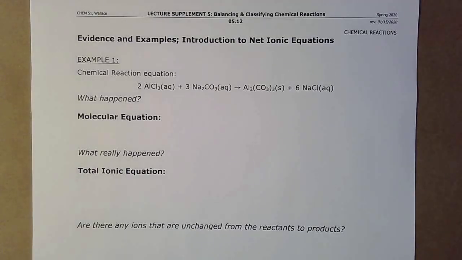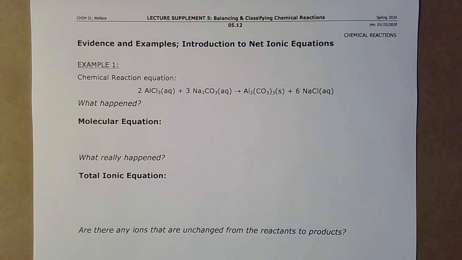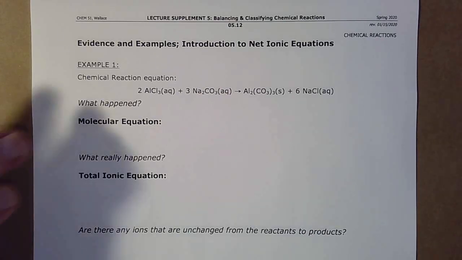We're going to take a slight detour here and look at this idea of net ionic equations. We're going to come back to this at the end of the chapter, but it sort of makes sense to look at this after we've seen precipitation reactions and acid-base neutralization reactions. It looks kind of simple to take a look at this right now. So I'm on page 5.12, and here's a reaction.